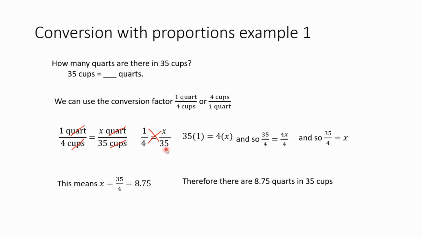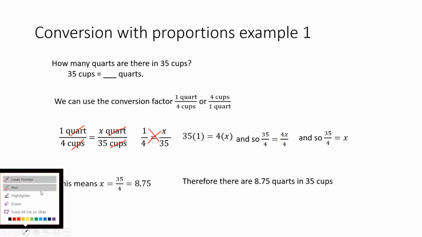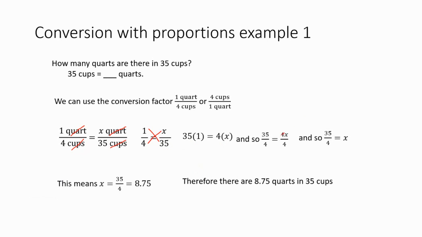Doing so, on the left we have 35 times 1. On the right we have 4 times x. And we want to solve for x, so we divide by 4. As you can see, these cancel, and we get 35 over 4 is x, and that's just 8.75. So there are about 8.75, a little less than 9 quarts in 35 cups. Again, on an exam or whatever, I'll tell you how many decimal places to round to. The two decimal places I just chose kind of randomly.